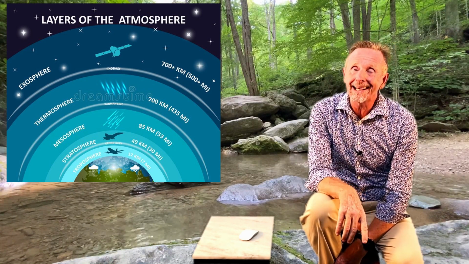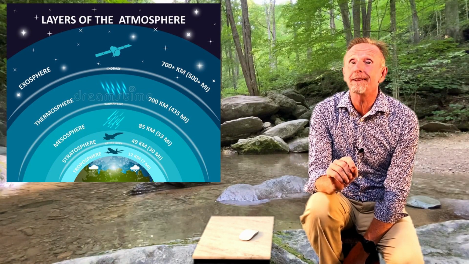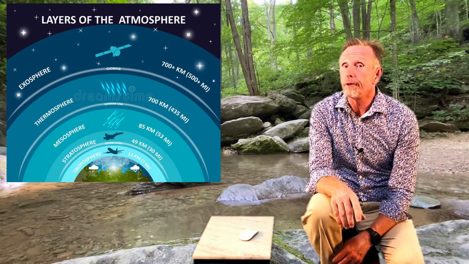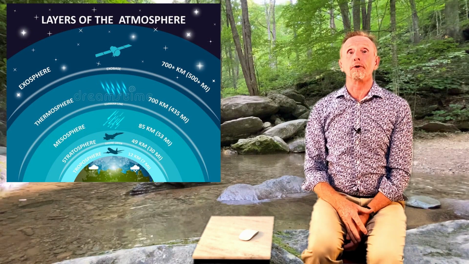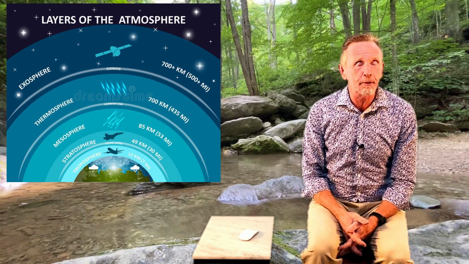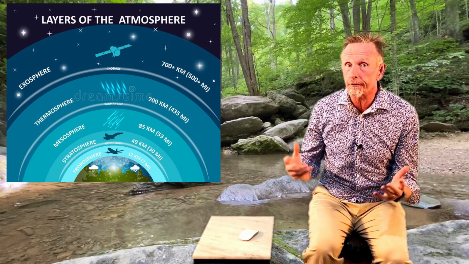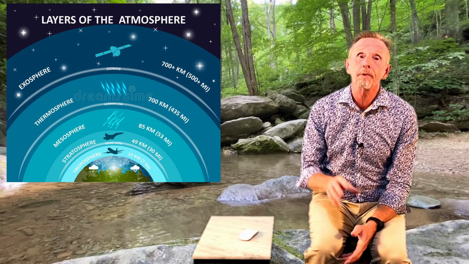Right above that is the stratosphere. The stratosphere contains the ozone layer. The ozone is like our Earth's shield. It's like sunscreen for the planet. It removes about 95% of the harmful UV rays from the sun, making life possible here on the Earth.